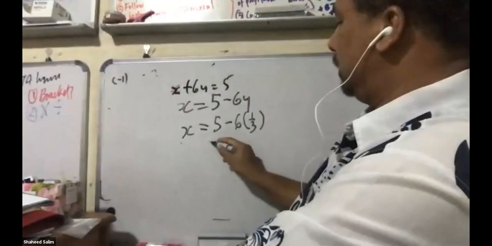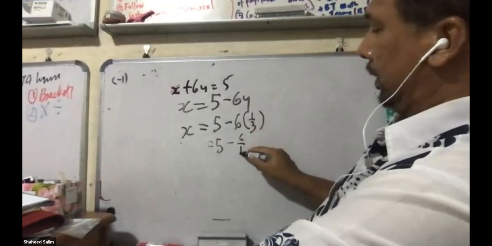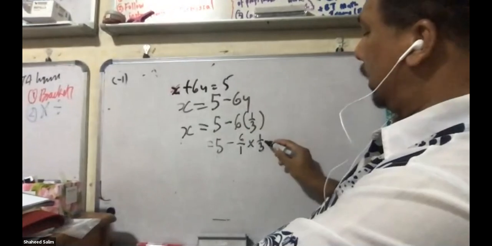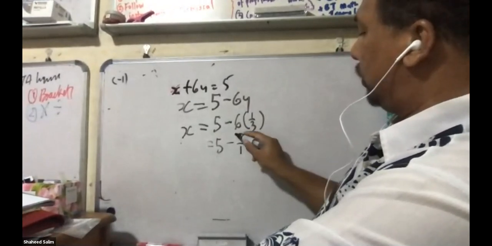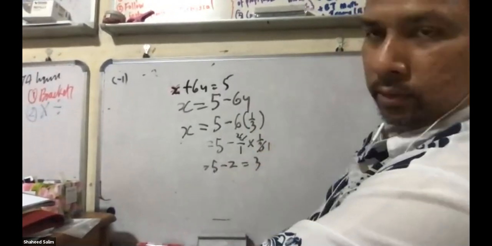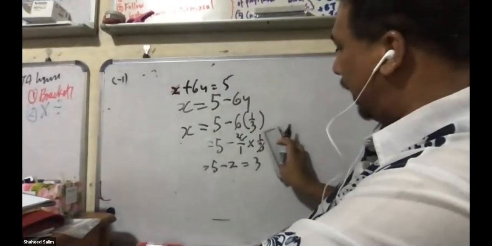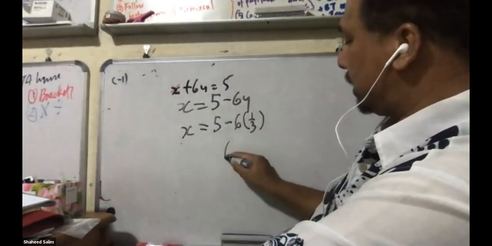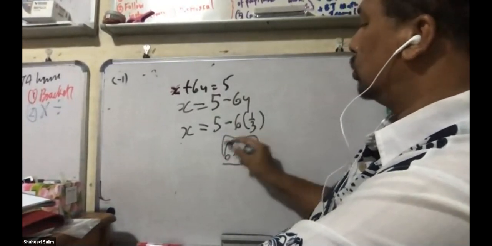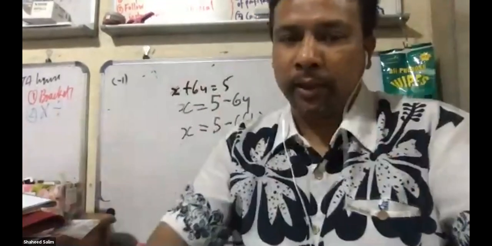So now, watch, 5 minus, this one how to do? This is 6 over 1 times 1 over 3. Okay, and then you divide by 3, you get 1, times 2, you get 2. It's 5 minus 2 equals to 3. Are you okay? If you're confused by this, never mind. Use your calculator, take 6 times 1/3. You'll get the answer is 2. So 5 minus 2. But we will come to your method now. Okay, let us see your method.